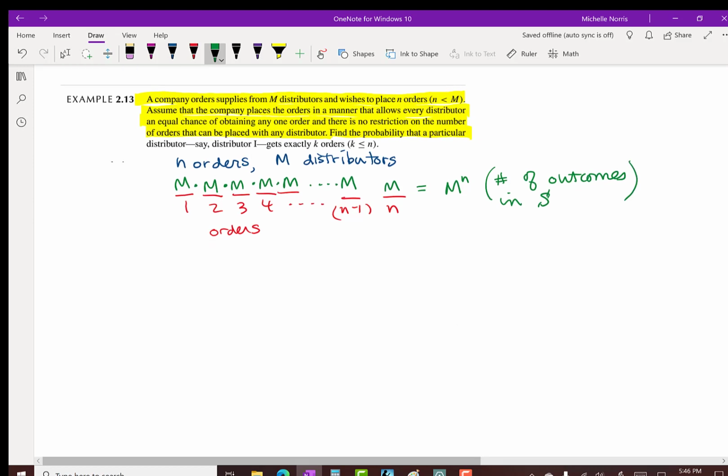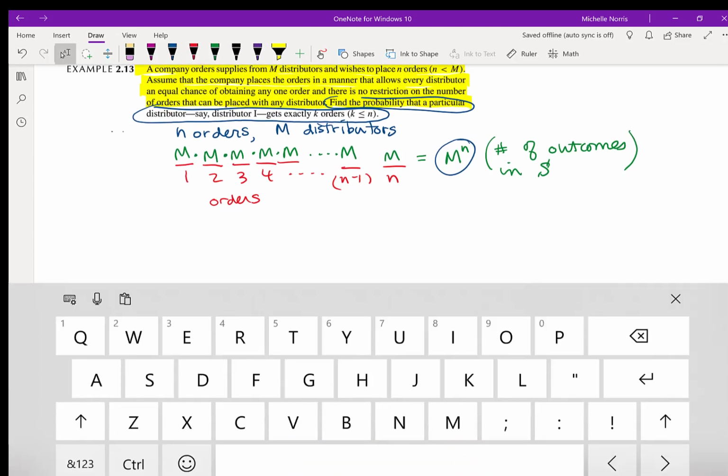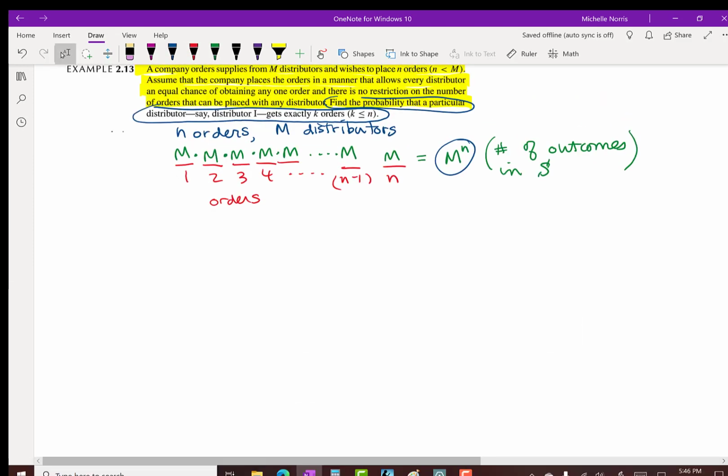Now we need to find the number of outcomes in the event that we're interested in. The last part says find the probability that a particular distributor, say distributor 1, gets exactly K of the orders. We know in our probability the bottom number is the denominator, and we need to know the numerator. So we want to figure out all the outcomes in that event. Let's just write out the orders again: 1, 2, 3, 4, and then N-1 and N. These are the orders.